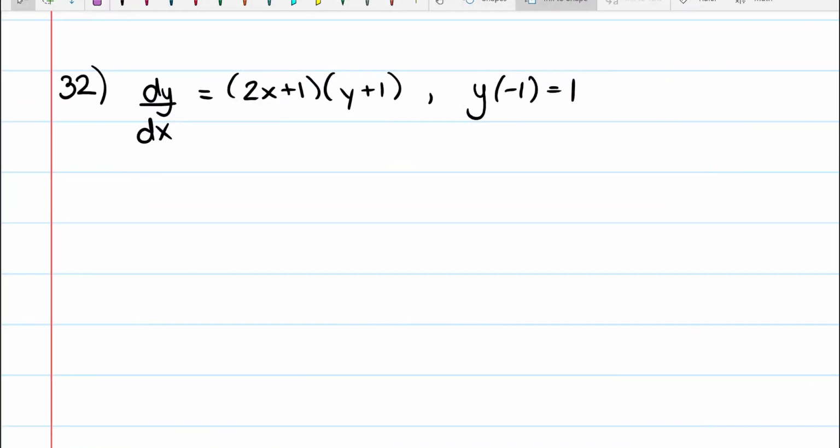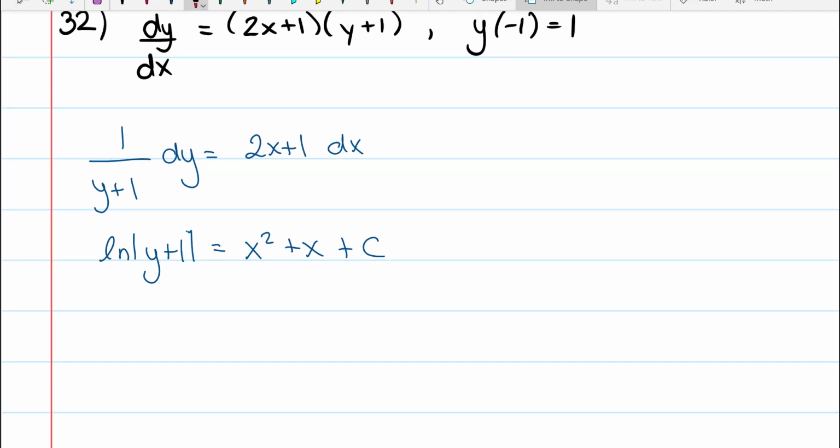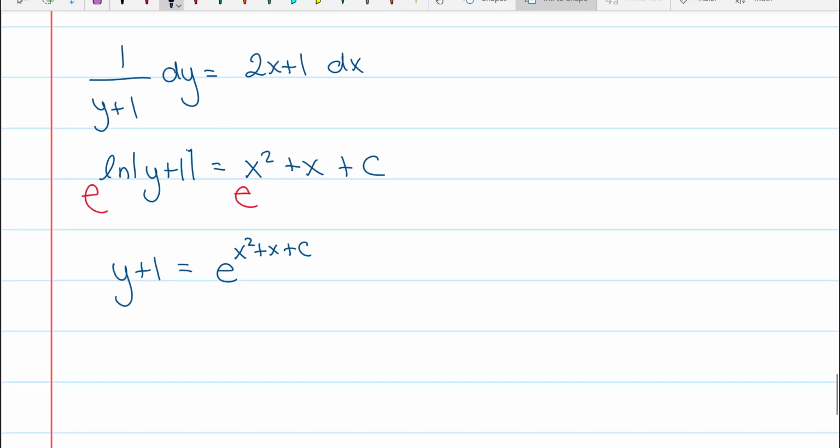Moving on to number 32. We get that 1 over y plus 1 dy is equal to 2x plus 1 dx. So when you integrate that, you get ln of y plus 1 is equal to x squared plus x plus c. So we need to raise both sides to the e. And we get y plus 1 is equal to e to the x squared plus x plus c. So y plus 1 is equal to e to the x squared plus x times e to the c.